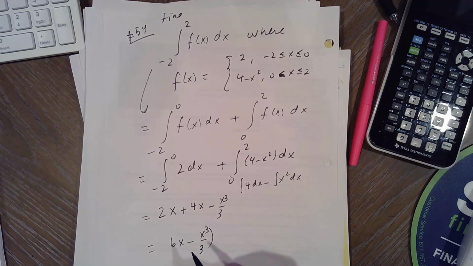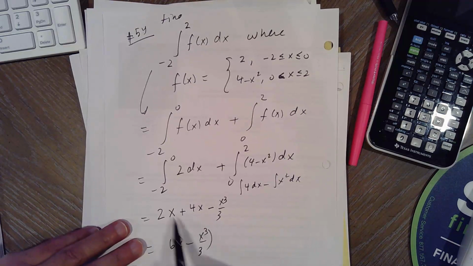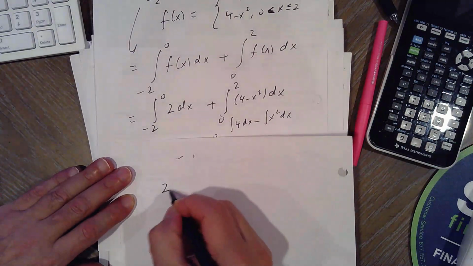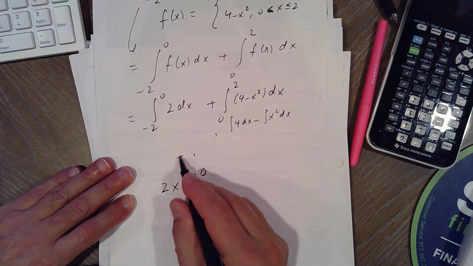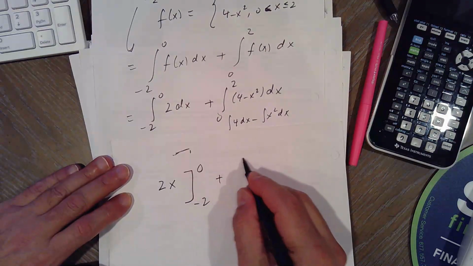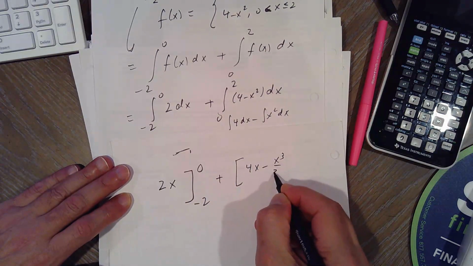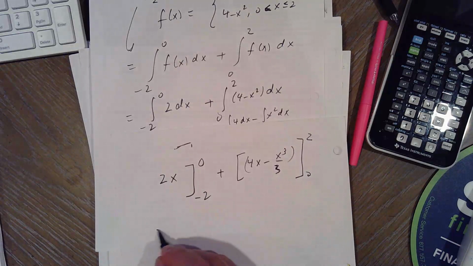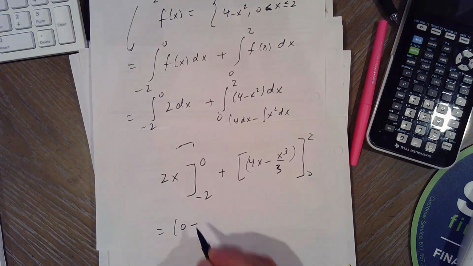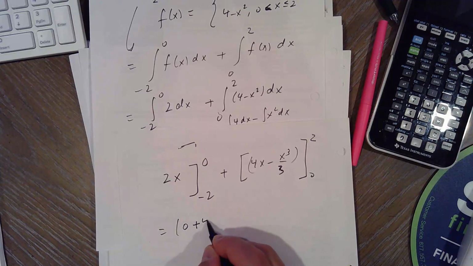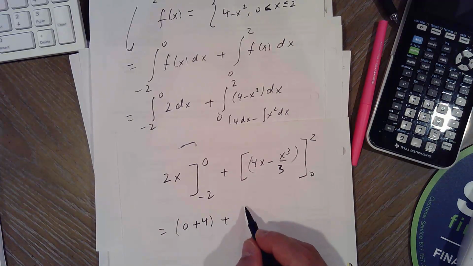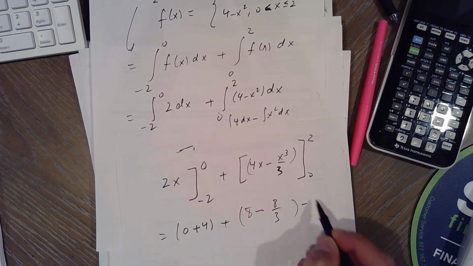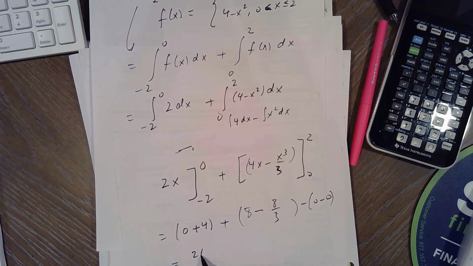Don't forget, we're going to do the limits. I'm sorry. Okay, let's fix this. So we got 2x, and this one is between -2 and 0. We cannot combine them. Now this one would be 4x minus x cubed over 3, but this one is between 0 and 2. So this would be 2 times 0 is 0 minus 2 times -2 is -4, so it's +4. Plus this one, it would be 8 minus 8 over 3, and then minus zeros, and the answer would be 28 over 3.